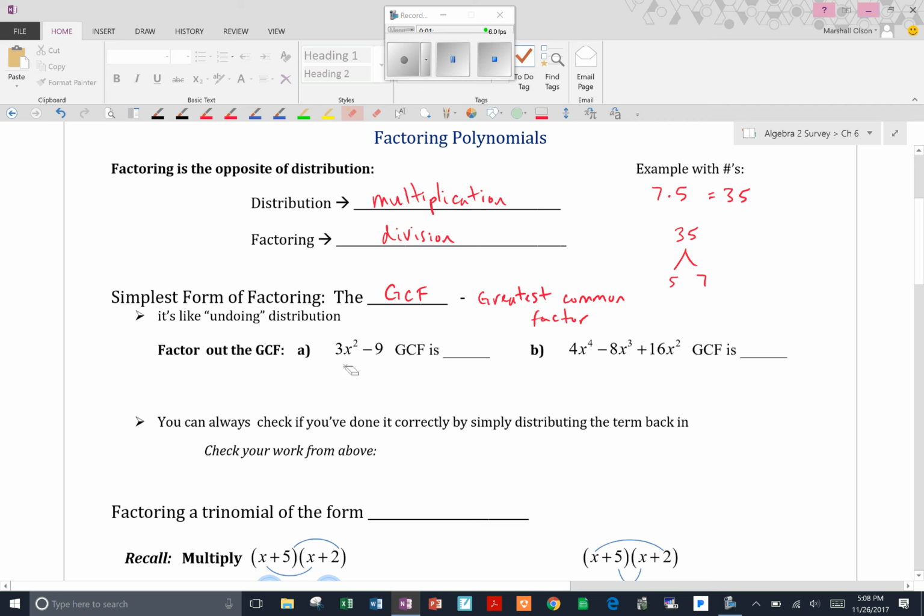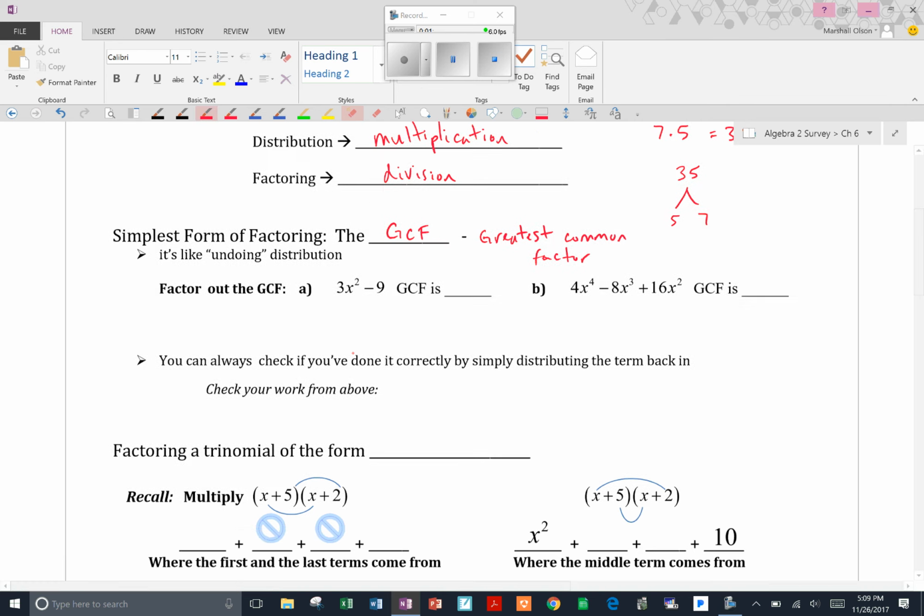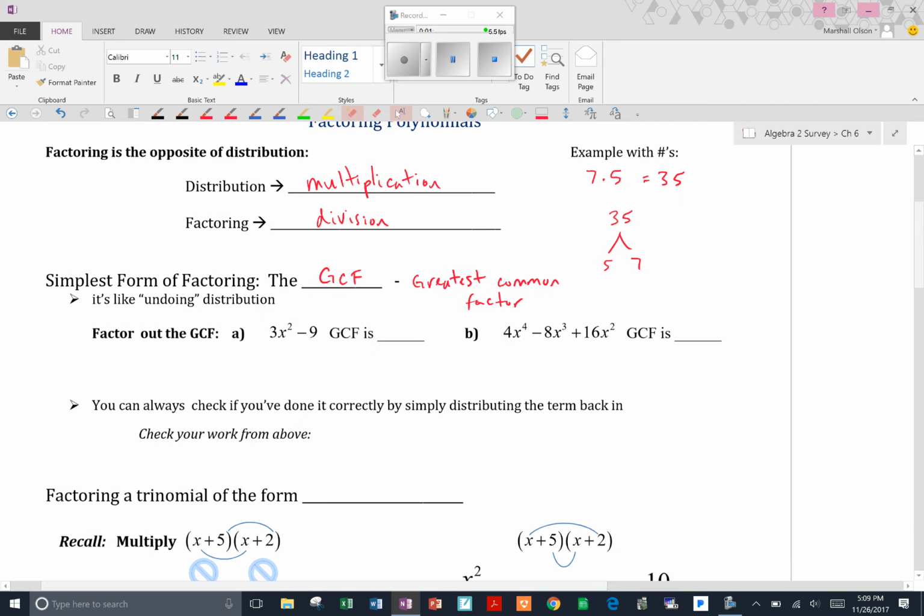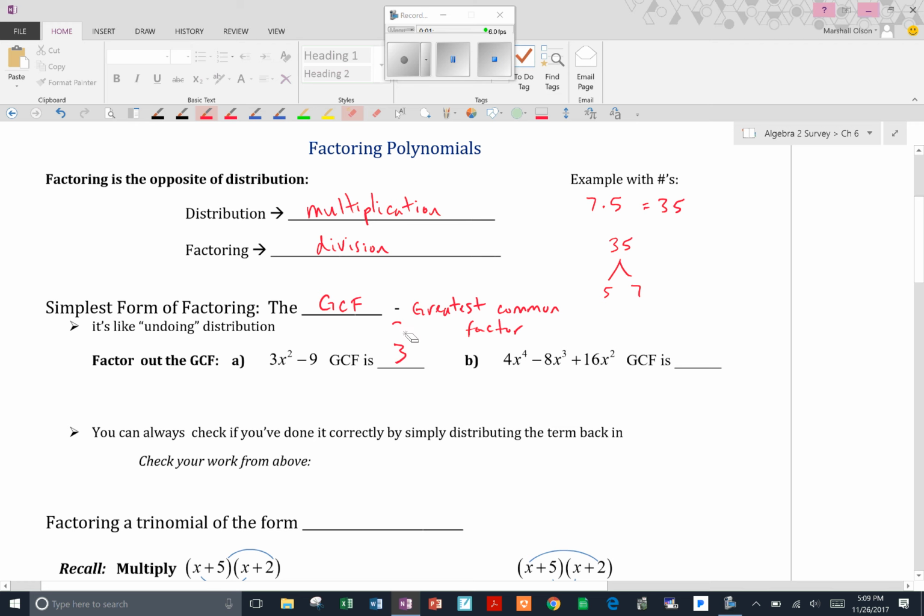polynomial here, this is a quadratic because of the 2, but this is a binomial, and we've named these by the number of terms before. So this is a binomial. We should notice that both of these terms have a common factor of 3. So we're going to pull a 3 out.